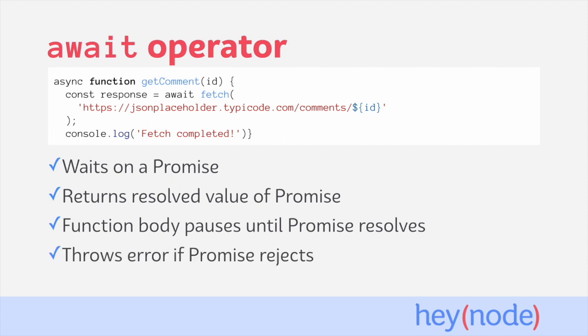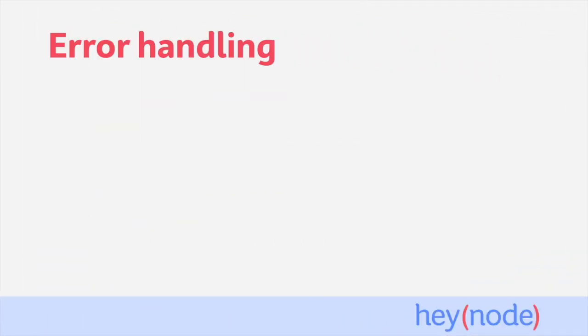Finally, if you're awaiting a promise and that promise rejects, the error will be thrown. Because await can throw errors like that, it means that we need to have a strategy to catch them. Handling errors is a little bit different with async await than it is with promises, so that's what we're going to cover next. When working with async await, you have two main options for error handling.